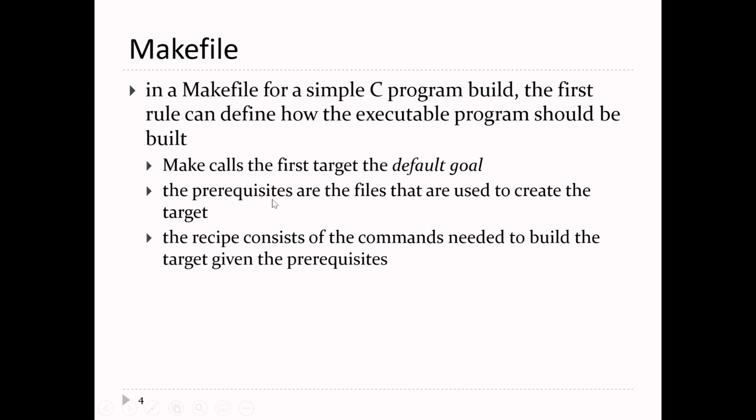The prerequisites for your goal are just the files that are used to create the target. So for listdemo, my prerequisites are going to be list.h, list.c, and listdemo.c. The recipe contains the commands needed to build the target given the prerequisites. So assuming that the prerequisites exist, the recipe will then run the commands needed to build the target.